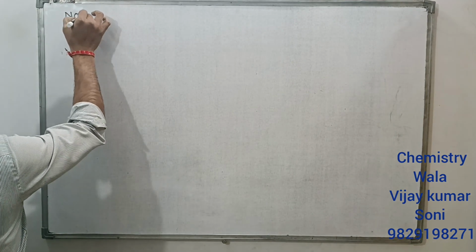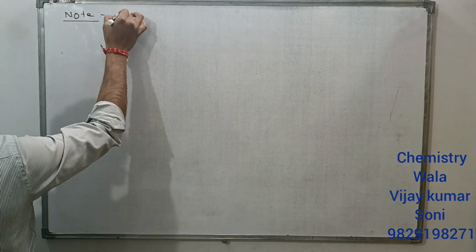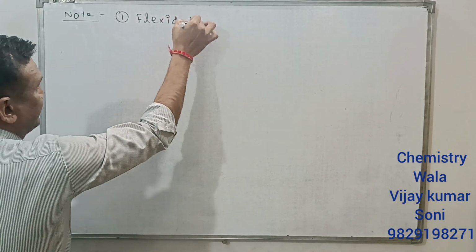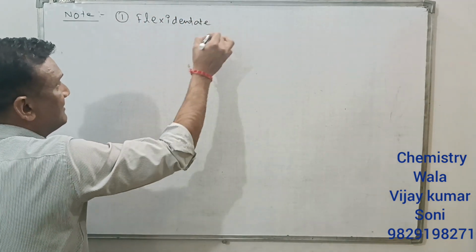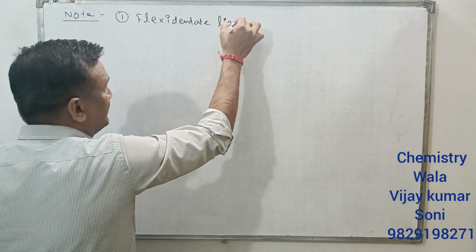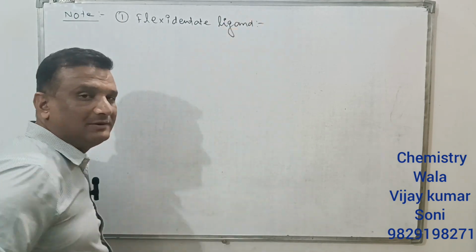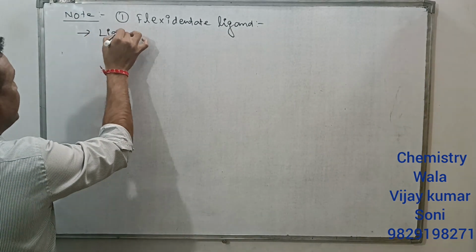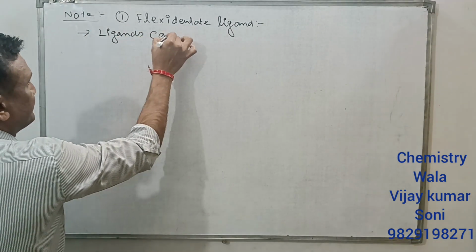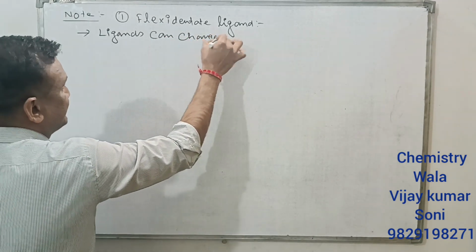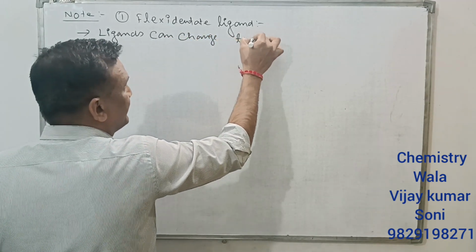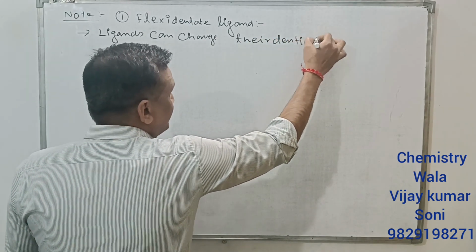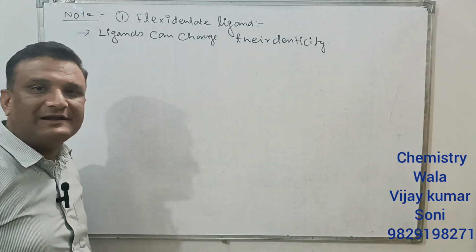This will be in the form of a note. First is the flexidentate ligand. The first word is a tricky word, flexidentate ligand. It's a very important word. It means ligands which can change their denticity are called flexidentate ligands.